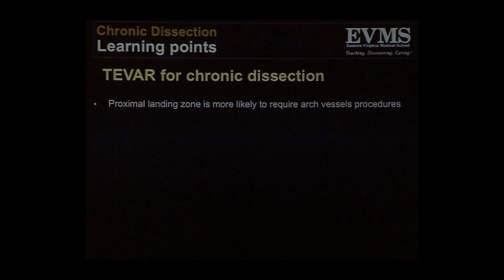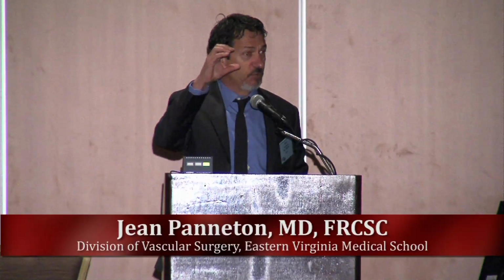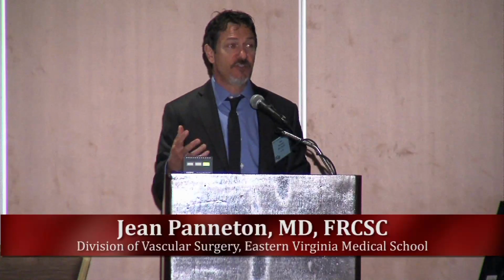So the points that I've learned by doing TVARs for chronic dissection: the proximal landing zone is much more likely to require arch vessel procedures because the worst part of the aortic dilatation is usually very proximal. That's where the dP/dT is the highest. The proximal part will dilate the most, and in an acute dissection, you don't always have to even cover the left subclavian artery.